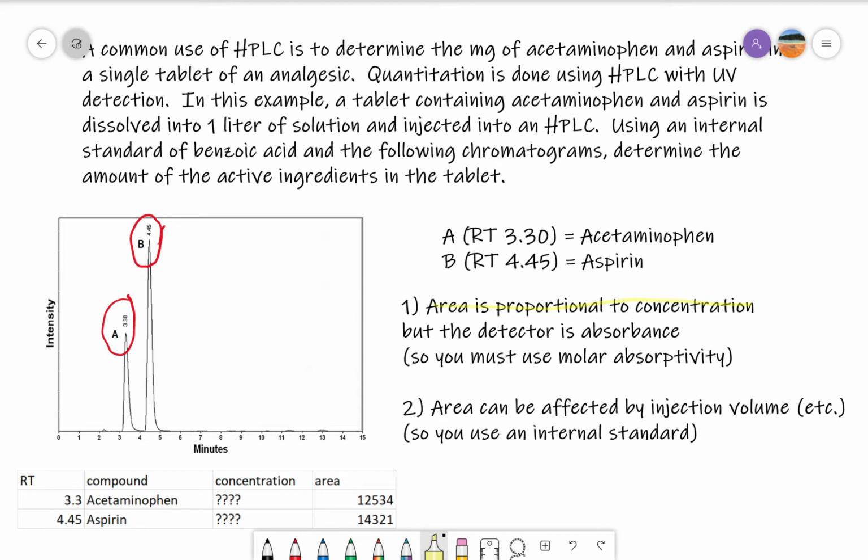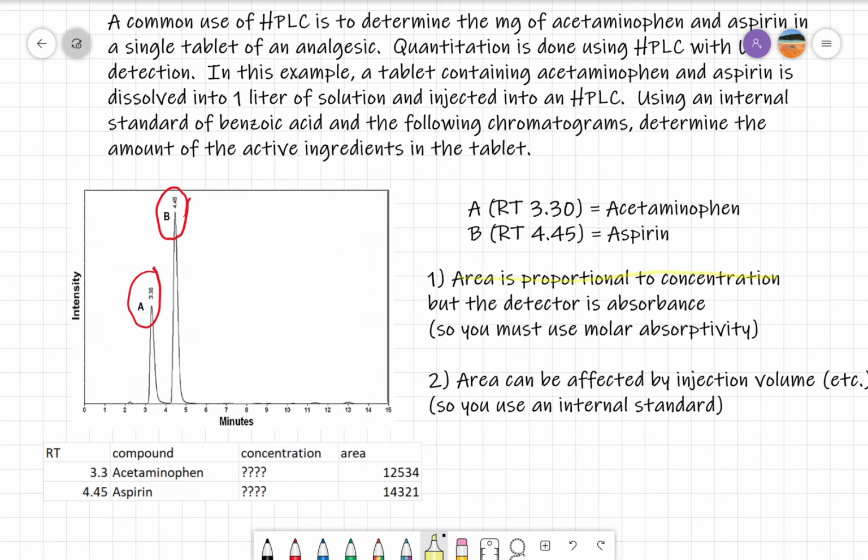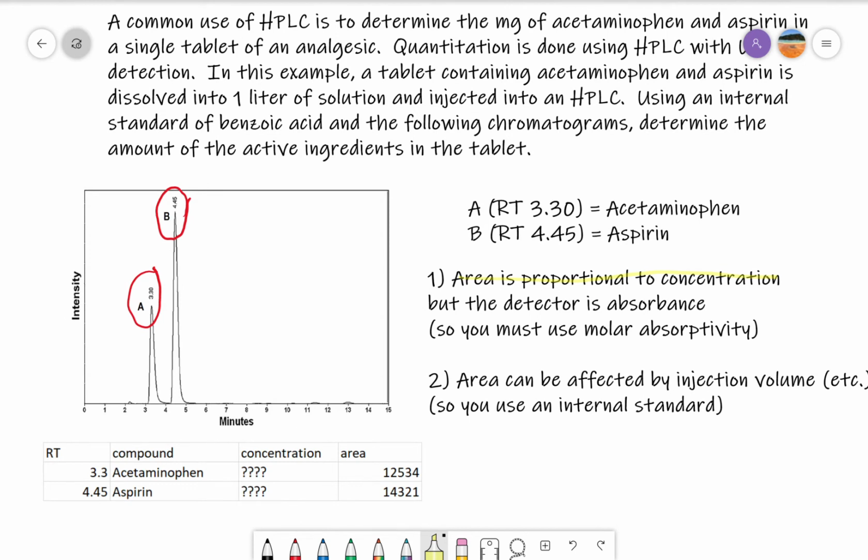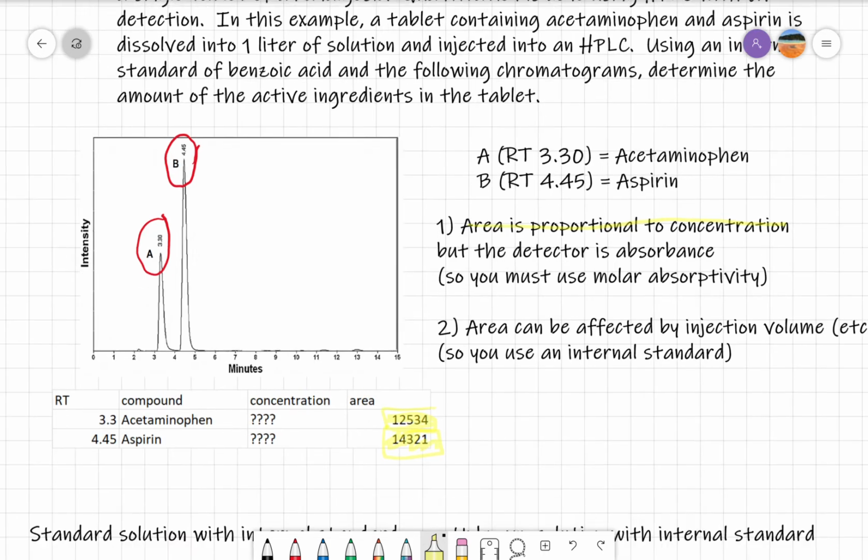If we injected just the mixture containing the acetaminophen and the aspirin, we see these two peaks, and we could get the integrated area of those peaks and assume that that's proportional to their concentrations, but we wouldn't know the absolute concentrations.